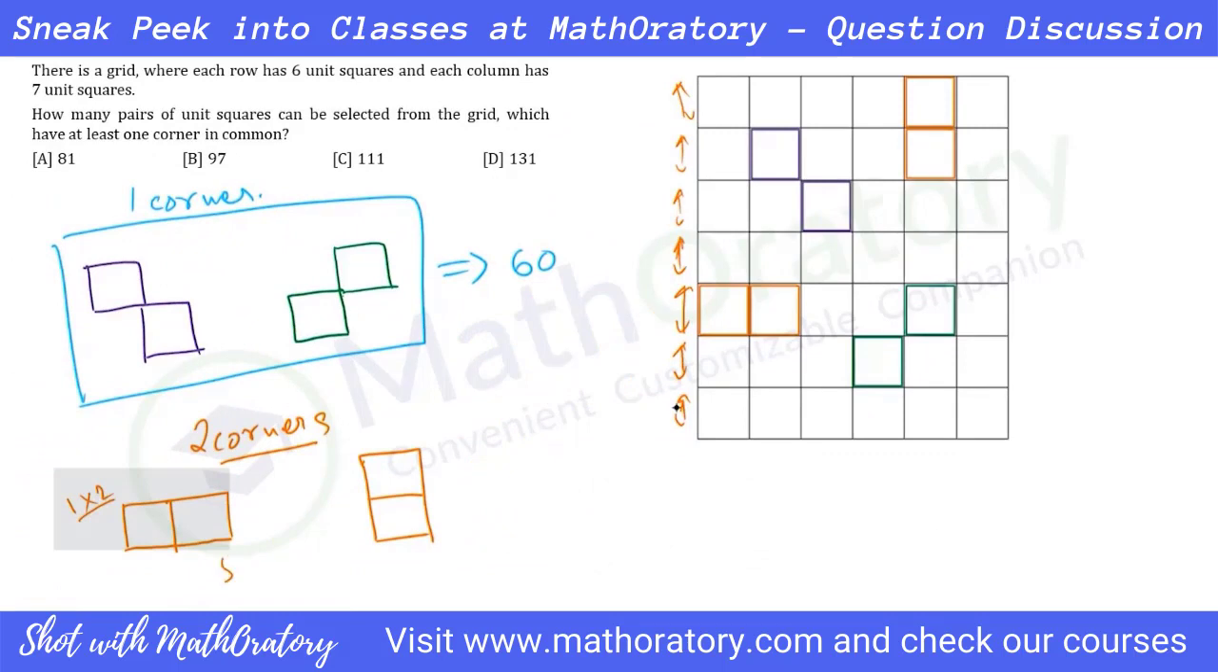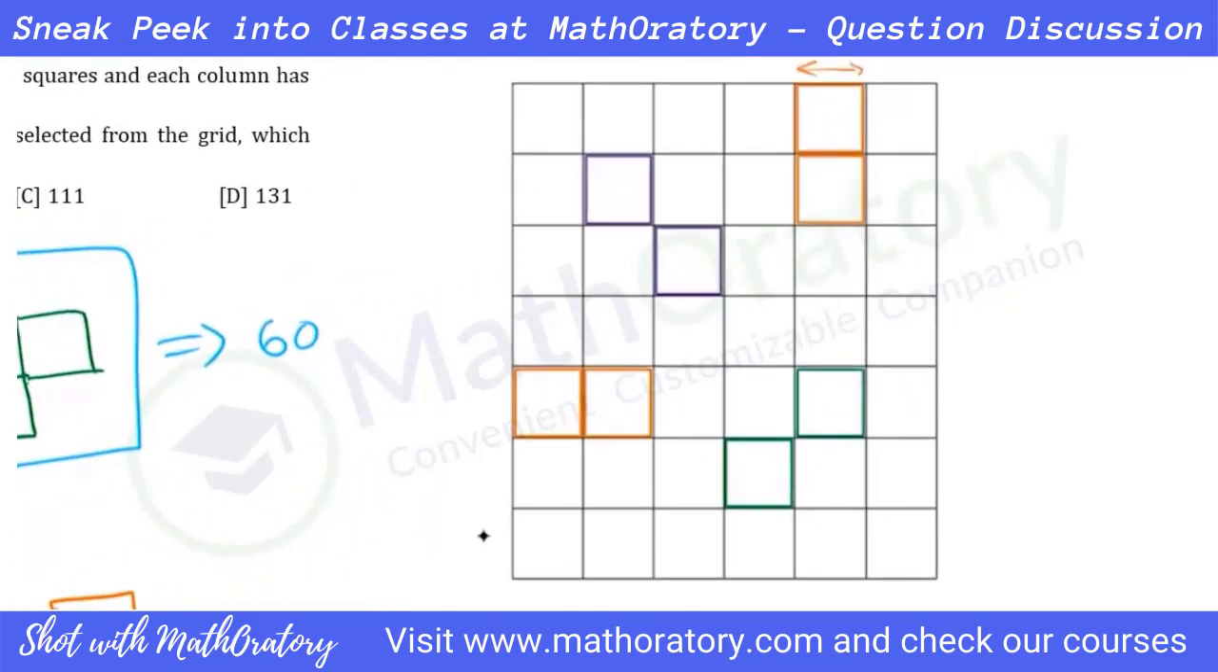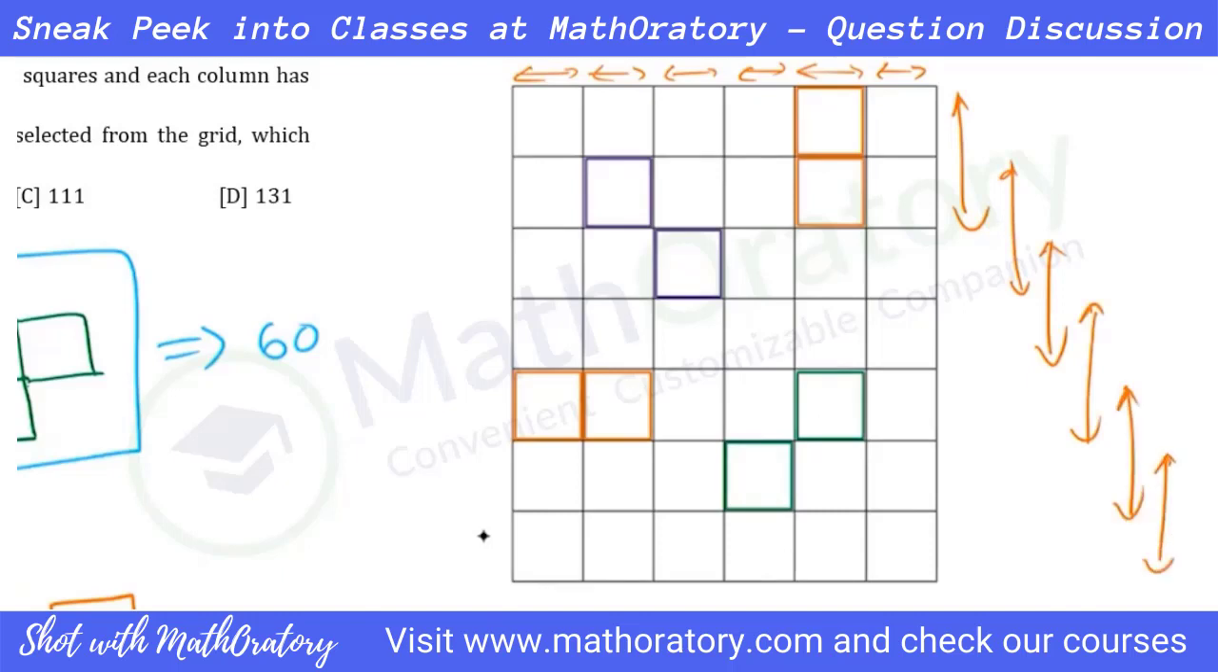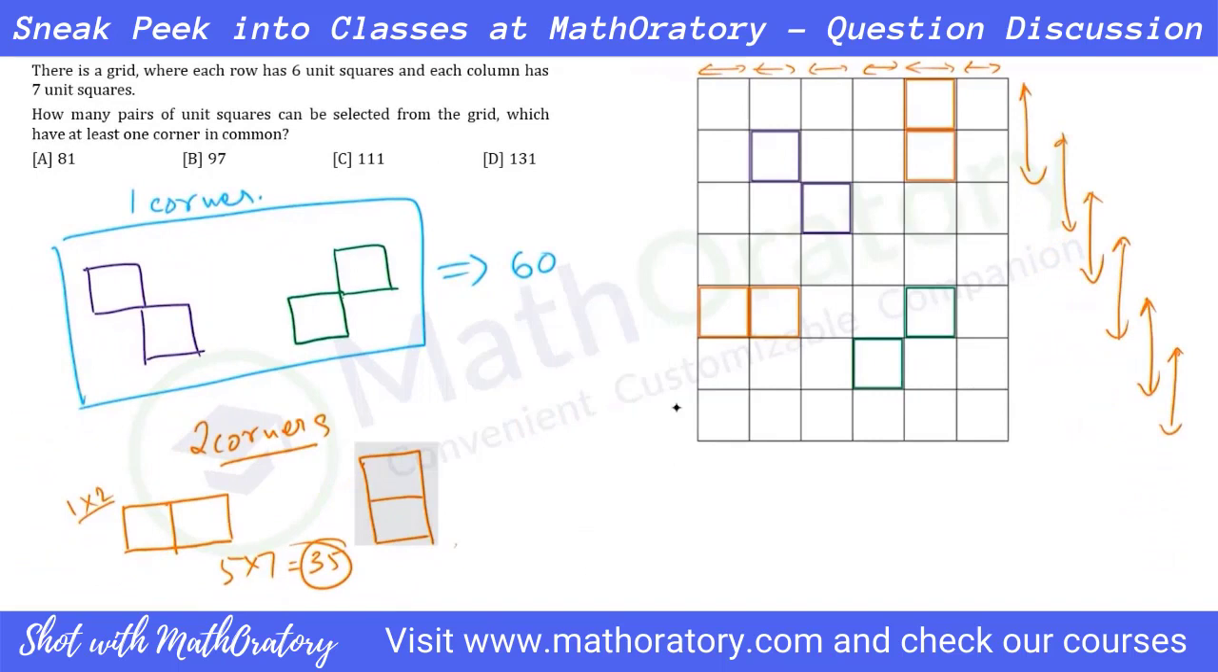So these types will be 5 into 7 in number. So that is 35 of these types. Similarly, if we try to count the ones which are 2 cross 1 unit. So 2 cross 1 unit is between the vertical lines you have 1 unit spacing. So how many of these can you find in each row? In each row you will have 6 of these, but in each column, now the column is 2 unit in space. So you have 1, 2, 3, 4, 5 and 6. That's it, right? So you have 6 times 6, that is 36 of these types.